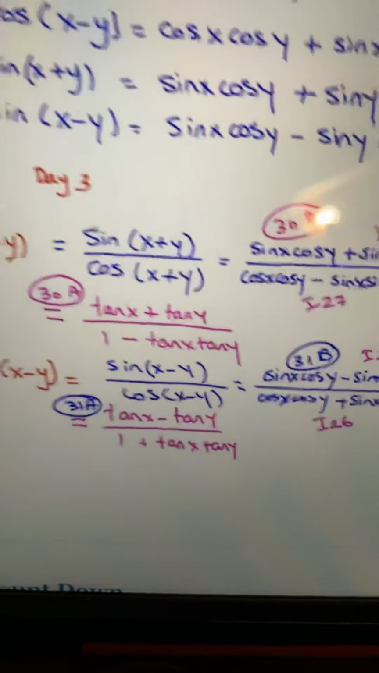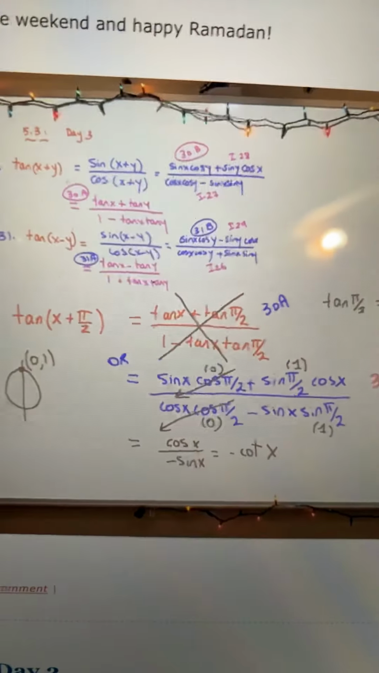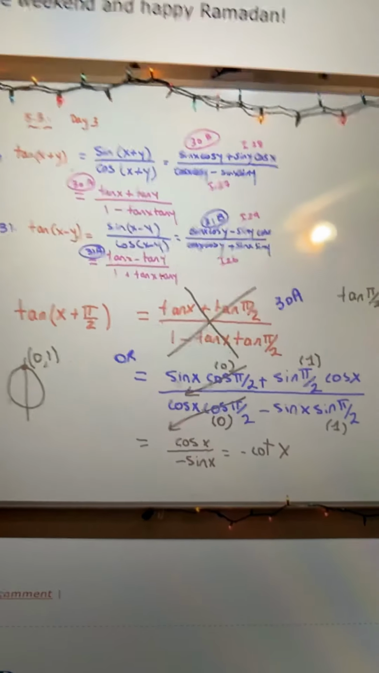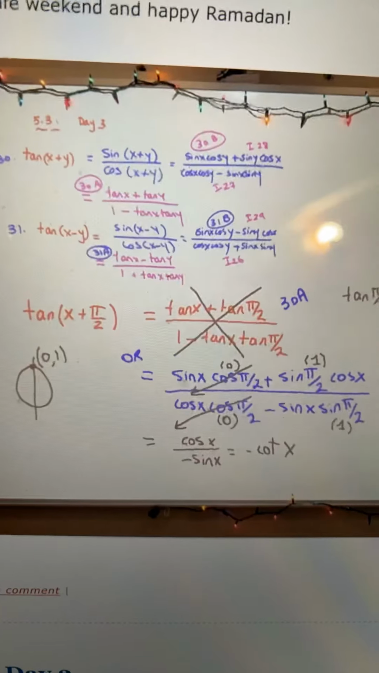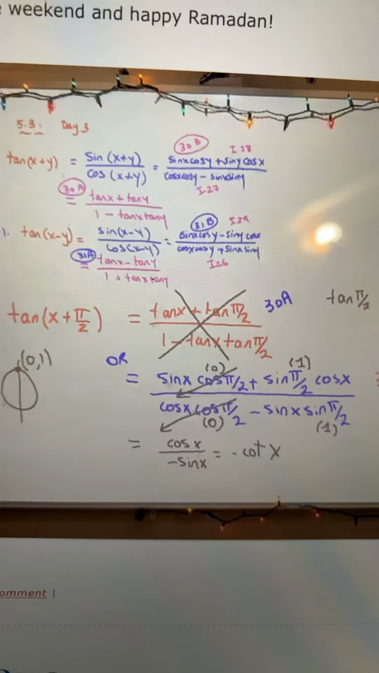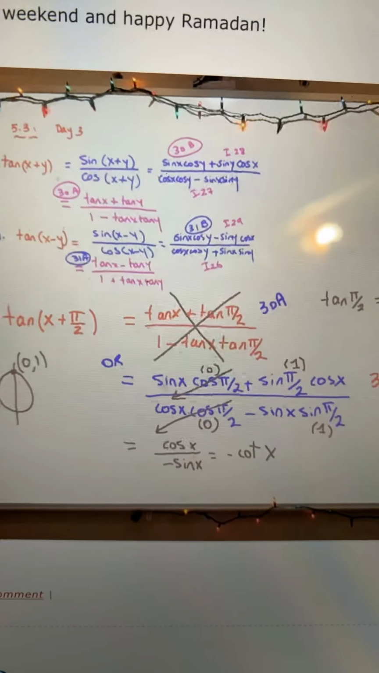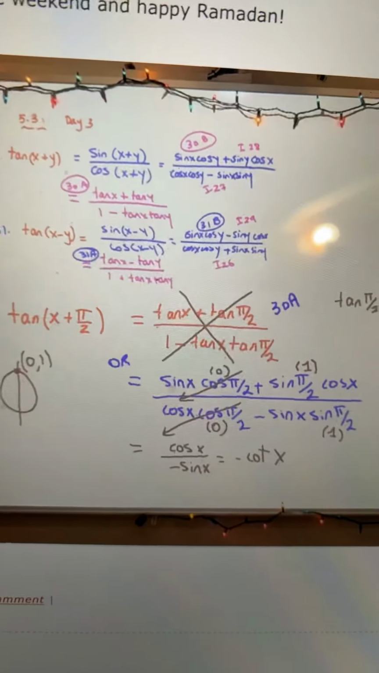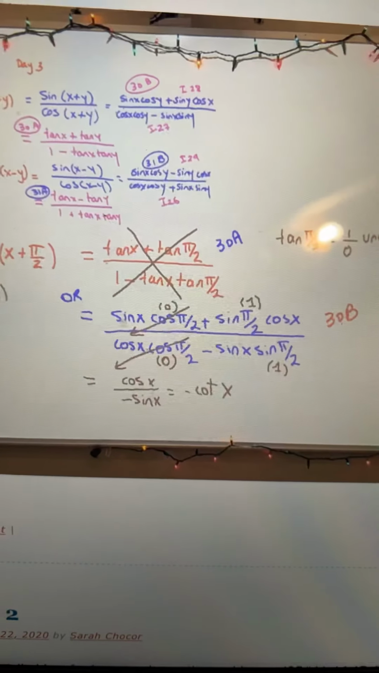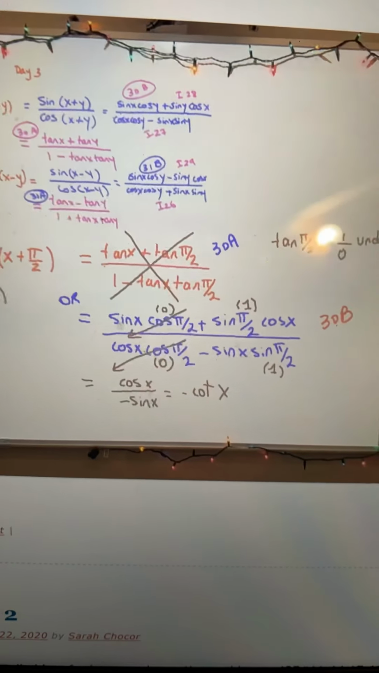For example, I have included an example in here. Let's say we had x plus pi over 2. If we apply form A, you can see that tan of pi over 2 is undefined, so it's going to ruin the whole expression. You can't add an undefined to a tan of x. So this is why we choose in this case the form B of this identity.